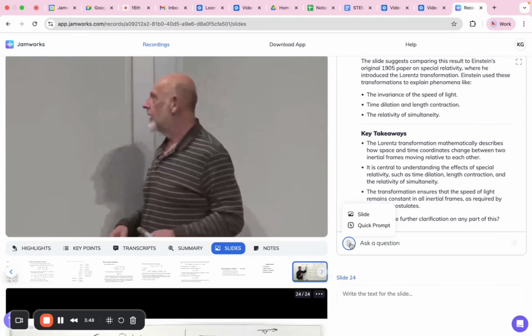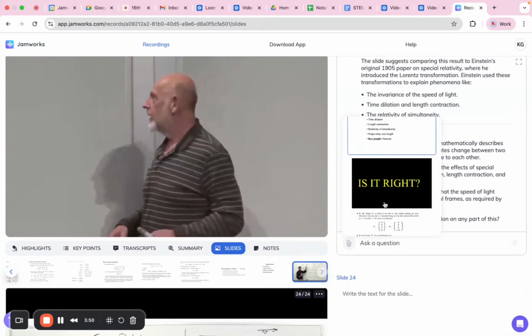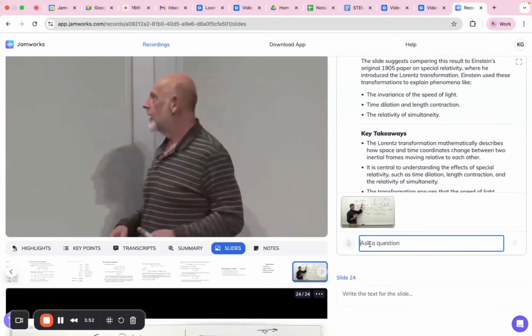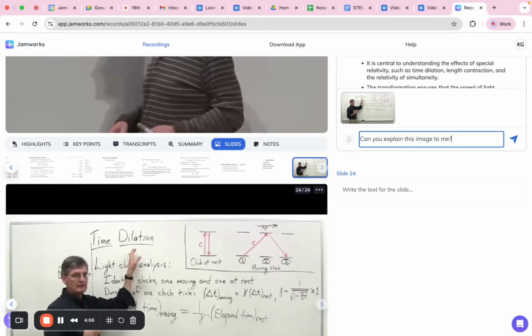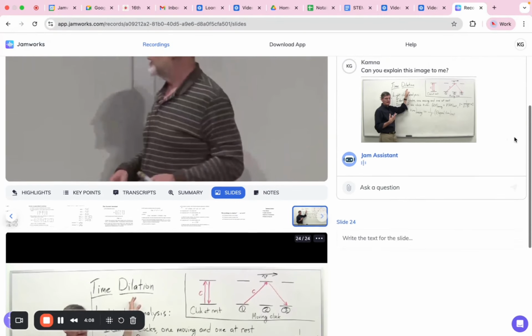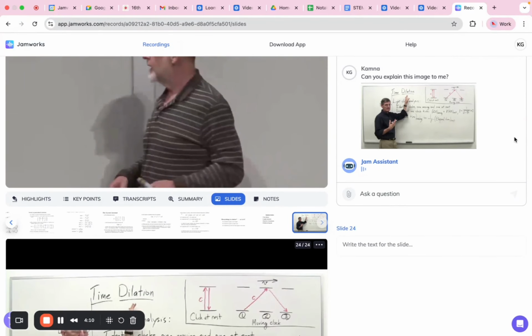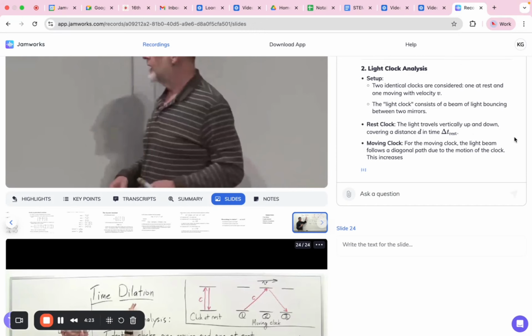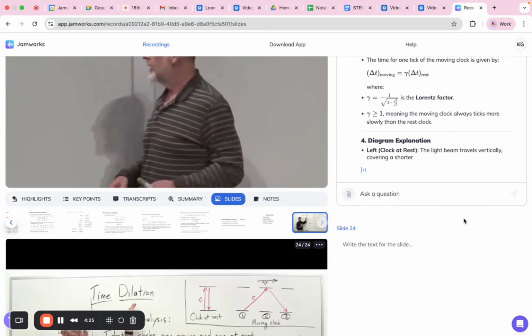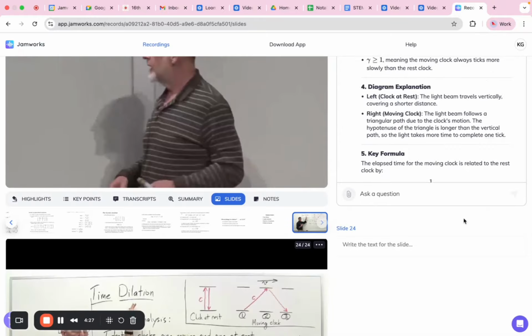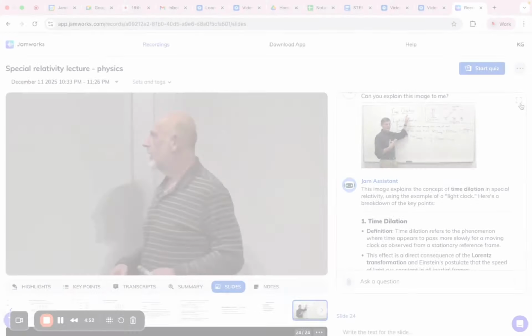STEM learning often involves handwritten derivations or board work. Students can upload photos of handwritten notes or Blackboard content and also ask questions about them. If a derivation or calculation is unclear, Jamworks can break it down step by step and explain what each symbol or state represents. This supports students who struggle to independently revisit handwritten mathematical content.